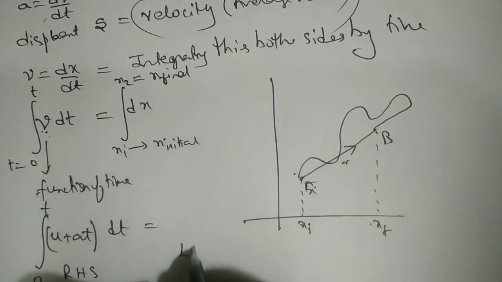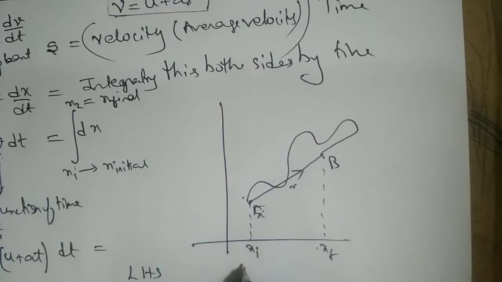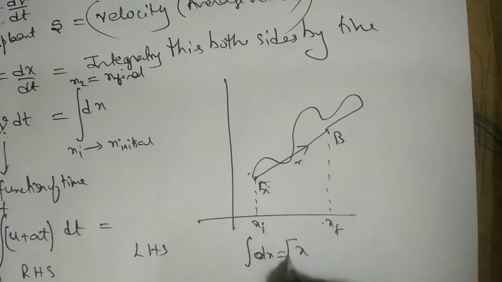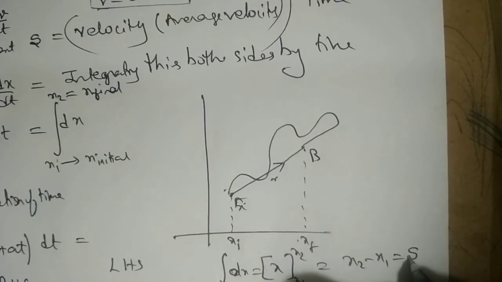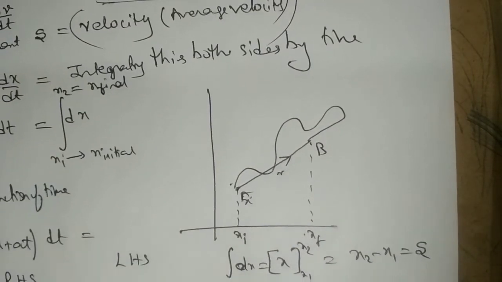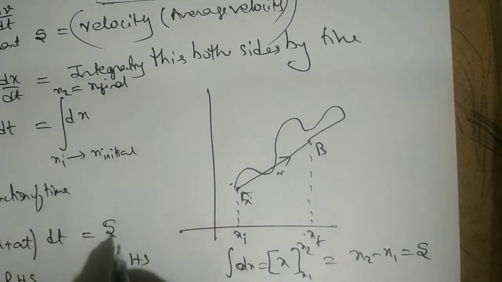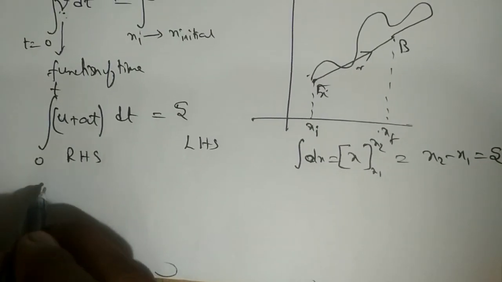And what is going to be LHS? Simple dx. As I told you in the earlier integration, integral dx is equal to x, within the limits x1 to x2. It will be simply x2 minus x1, which is your s, displacement. That's it, we're already done with it. So I'm going to write LHS as RHS and RHS as LHS just for easiness.